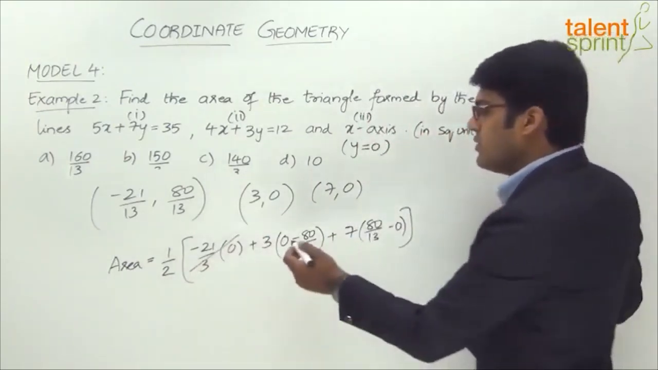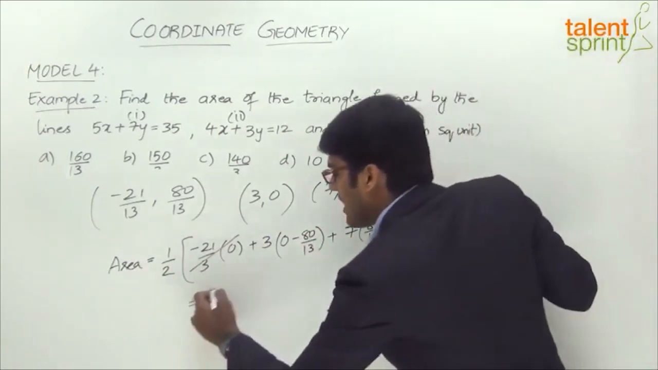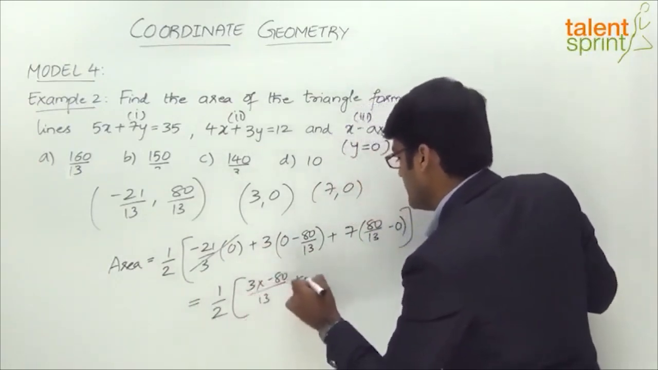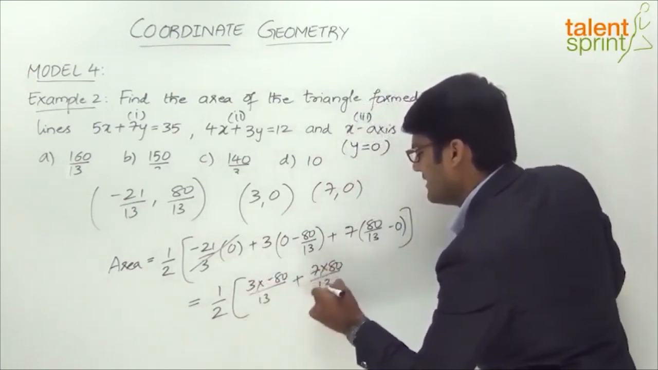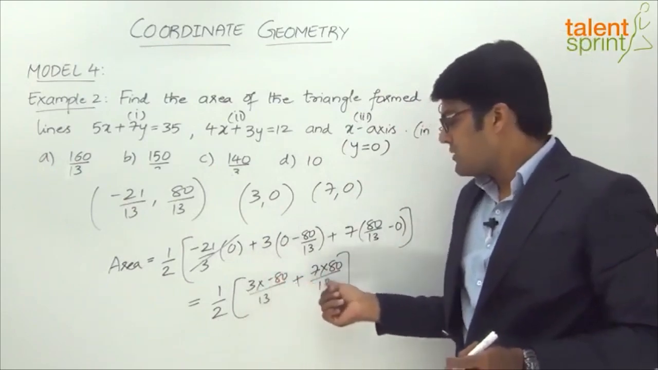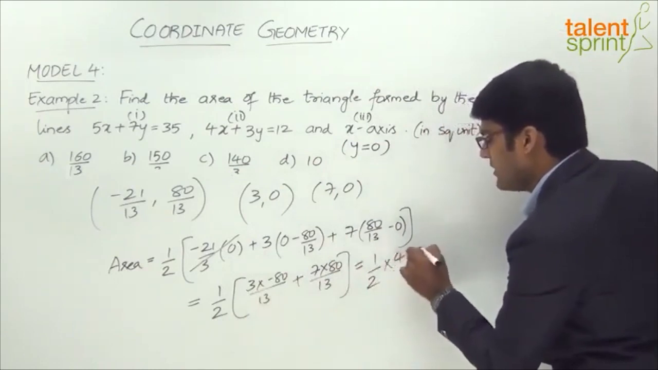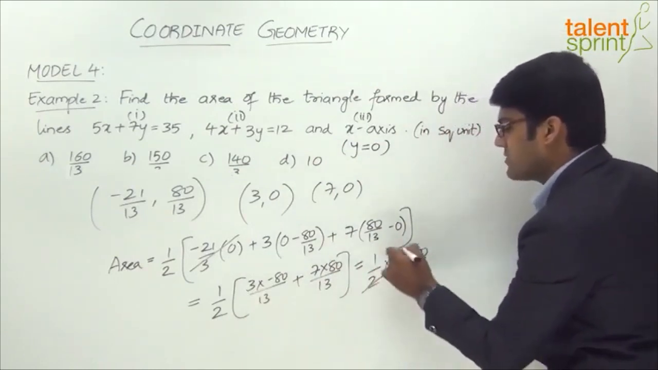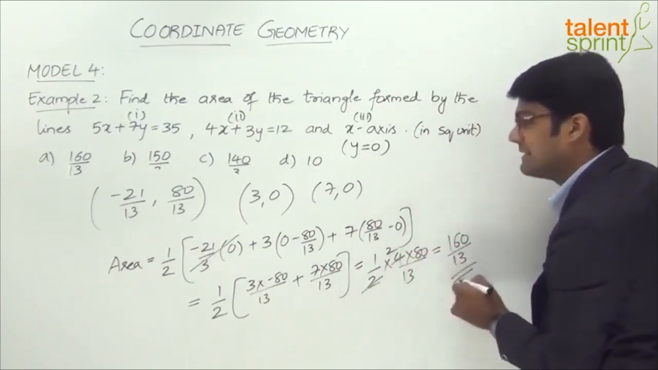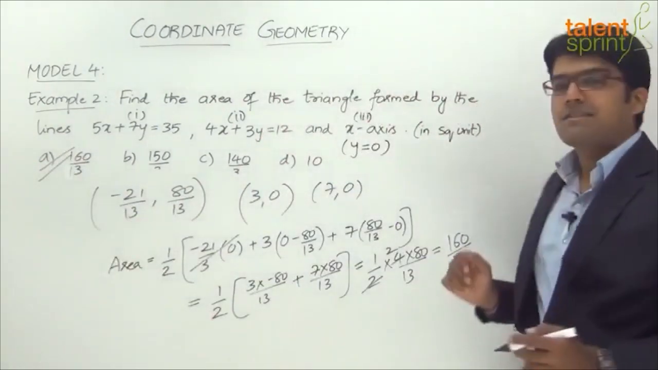Now 3 into minus 80 by 13 plus 7 into 80 by 13, right? Simplify this. So half of 3 into minus 80 by 13 plus 7 into 80 by 13. If we take 80 by 13 common, what do we get? 7 minus 3, which is 4. So this will be equal to half of 4 into 80 by 13. This goes 2 times. So finally the answer is 160 by 13, which is option A here. So this gives us the area of the triangle, 160 by 13.